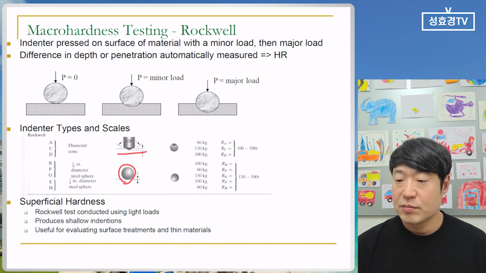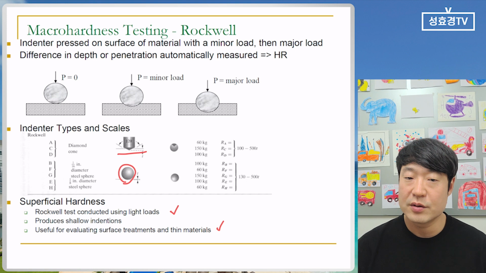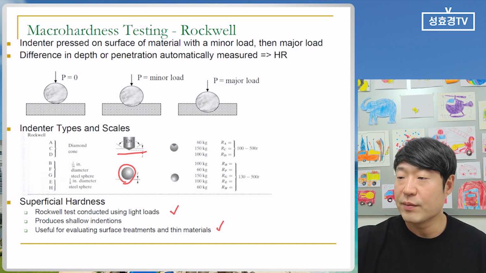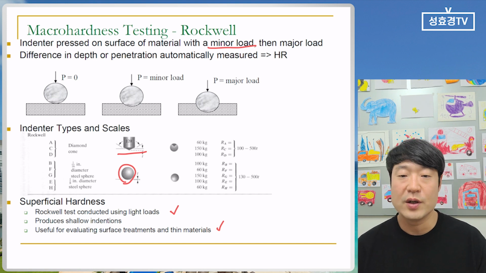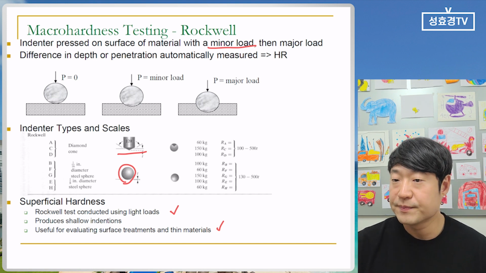So that is for the superficial hardness. It usually uses light loads, and is useful for thin materials compared to the Brinell test. So Rockwell is not for a high load, it is a minor load, while in the Brinell case the major, or high, load is applied, and the Rockwell is for the minor load. So that is a little bit different.